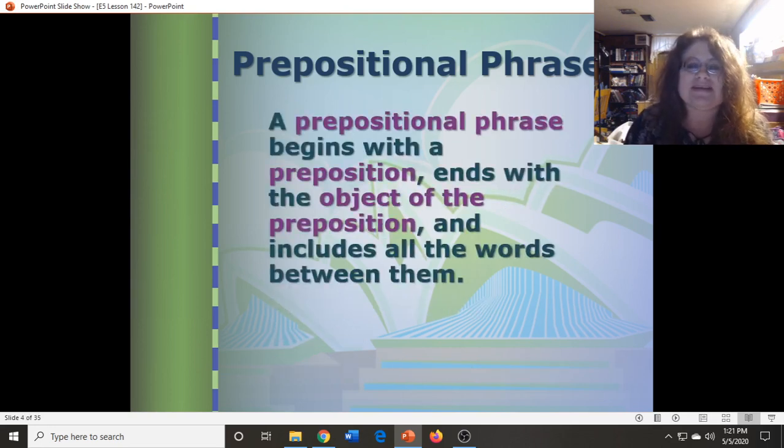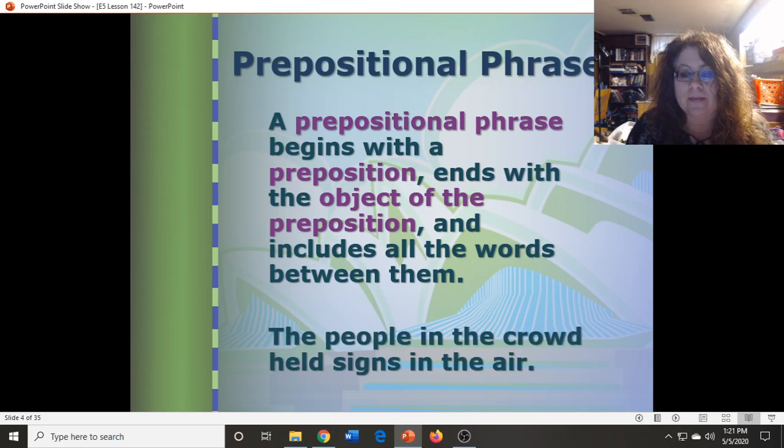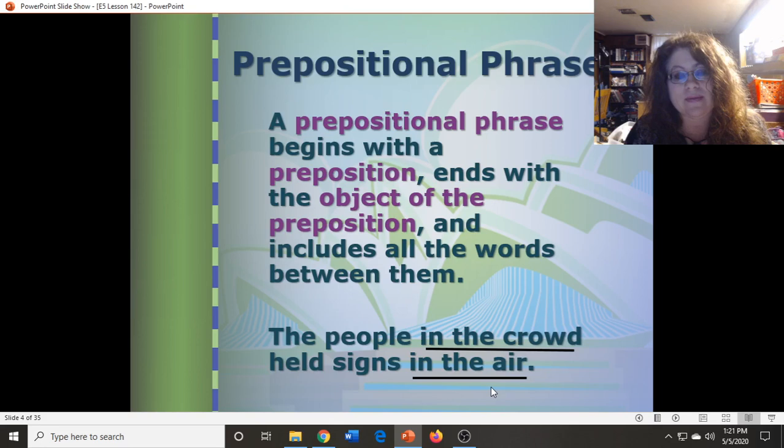A prepositional phrase begins with a preposition, ends with the object of the preposition, and includes all the words between them. The people in the crowd held signs in the air. We've got in the crowd, in the air. In is the preposition, crowd would be the object of the preposition, and the is the adjective describing crowd. In is the preposition, air is the object of the preposition, and the describes air. All three words are included in the prepositional phrase.